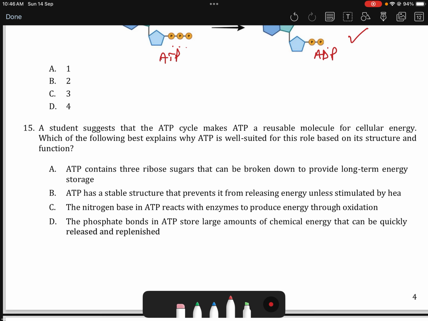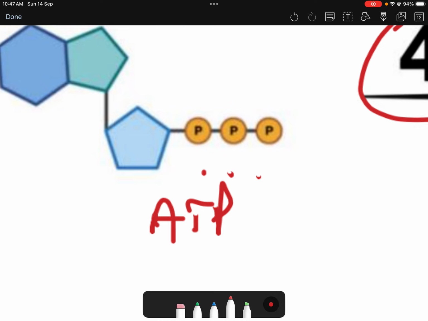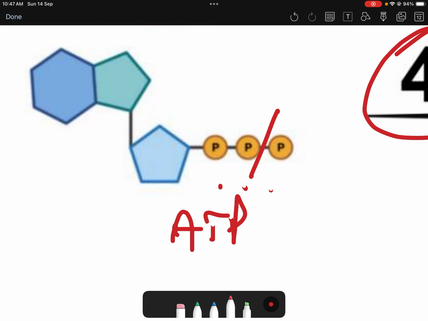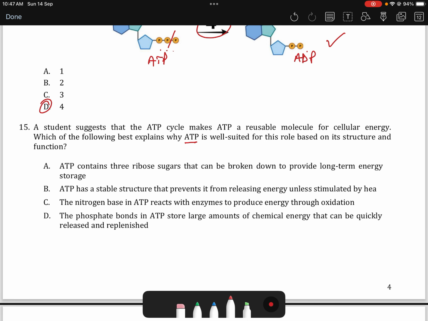Number 4. A student suggests that the ATP cycle makes ATP a reusable molecule for cellular energy. Which of the following best explains why ATP is well suited for this role based on its structure and function? So what is special in ATP? Like the phosphate bond. We learned already that in this molecule, this bond is the most important. When it breaks, it results in ADP and loses energy. ATP contains 3 ribose sugars. No, they contain only 1 ribose, while 3 phosphates. ATP has a stable structure that prevents it from... No, ATP is not stable. It's not like the one who always stays stable.